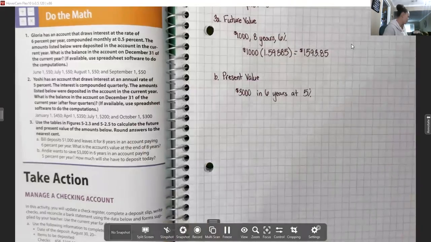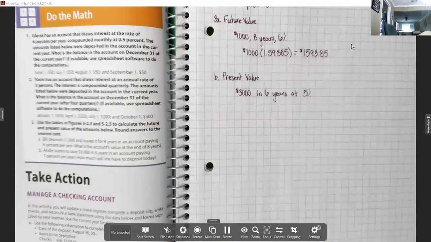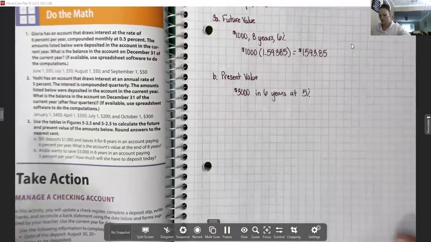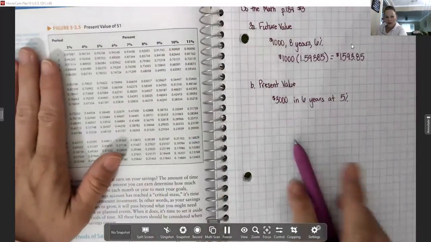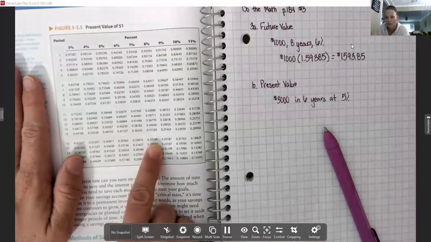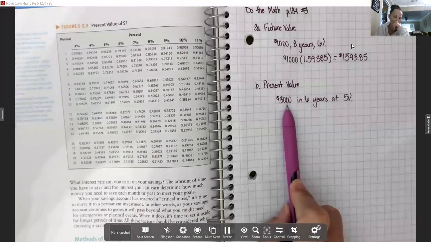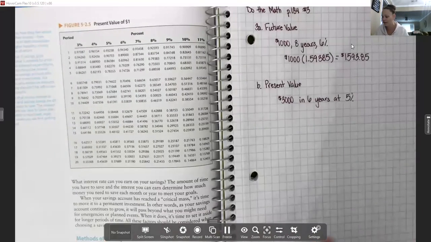So we're going to go to the other table. This one's on page 166. So we want to know the present value. I want you to notice on this table, all of these values are less than 1 because we're going to need to put in less than $3,000, right? If we want $3,000 in 6 years, we want to know how much money that is today. It's going to be less.